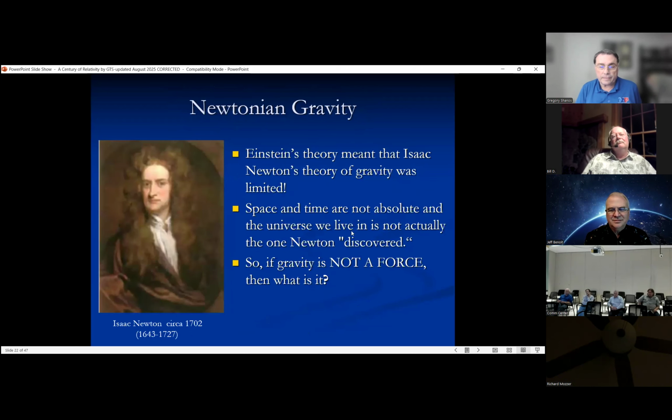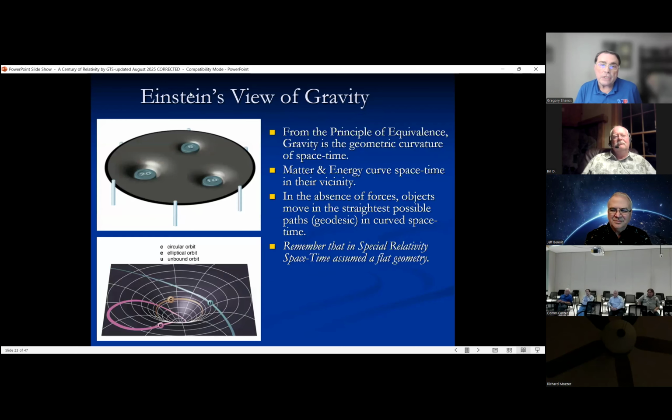And space and time are not absolute. So if gravity is not a force, then what is it? Okay. So Newton thought of gravity as a force. So Einstein's view of gravity is the geometric curvature of space-time. So you've all seen this diagram. Think of being on a trampoline. It bends around your mass, okay? So think of this as the fabric of space-time, okay? Space and also time's interwoven there too.